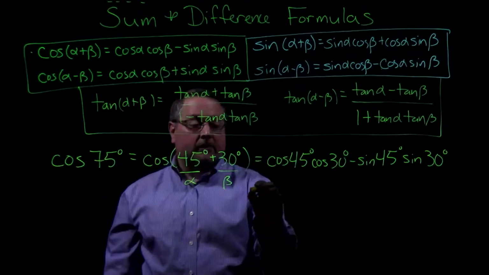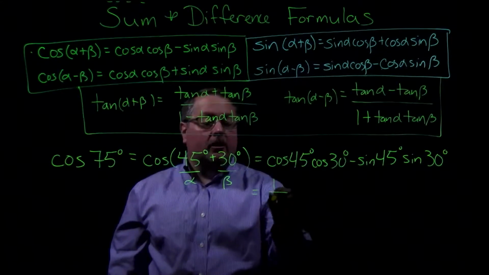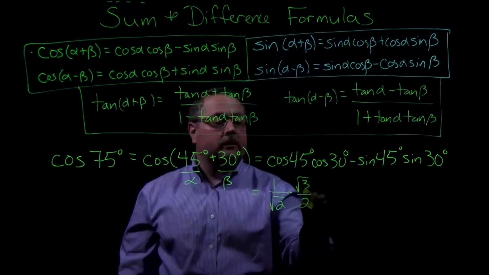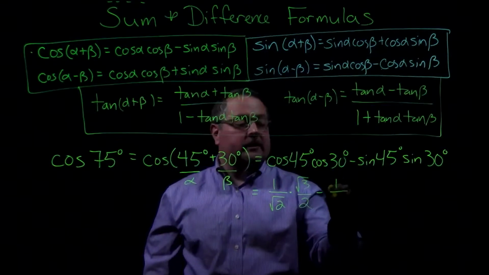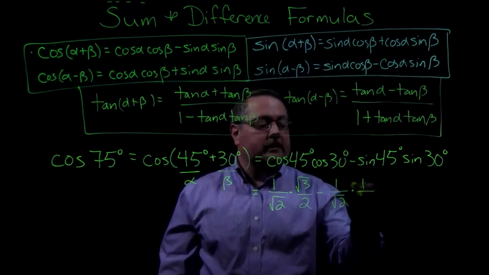And remember, I like to keep the square roots in the denominator, so I'd write this as 1 over square root of 2. Cosine of 30 degrees is square root of 3 over 2. Sine of 45 degrees is 1 over square root of 2. Sine of 30 degrees is 1/2.